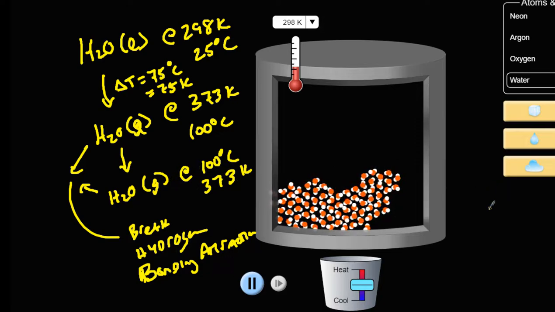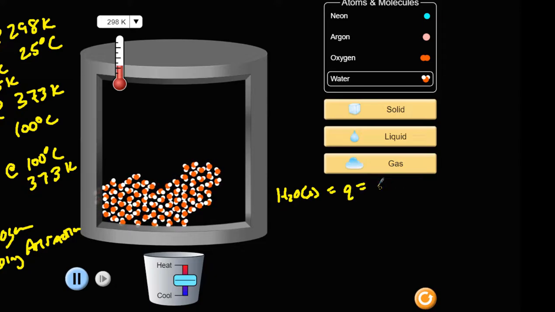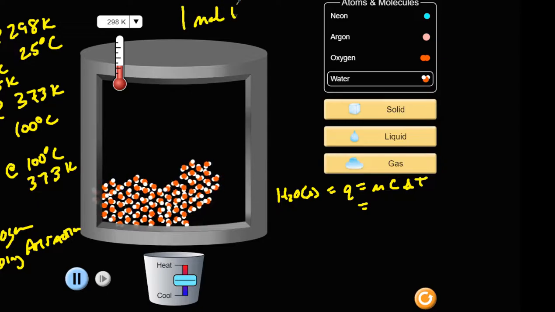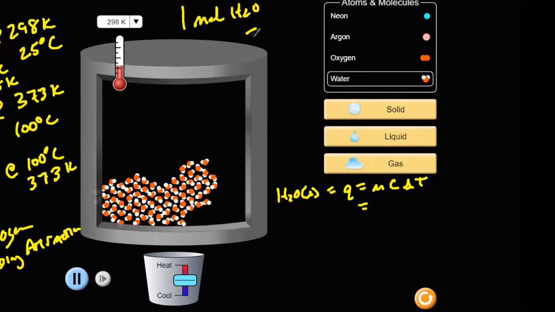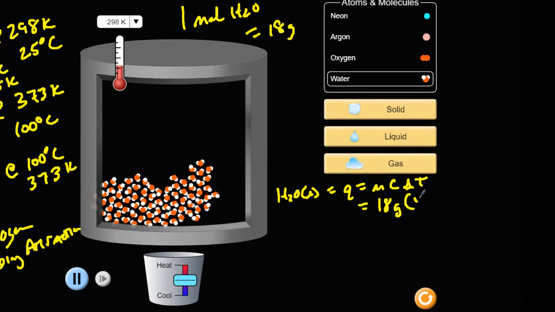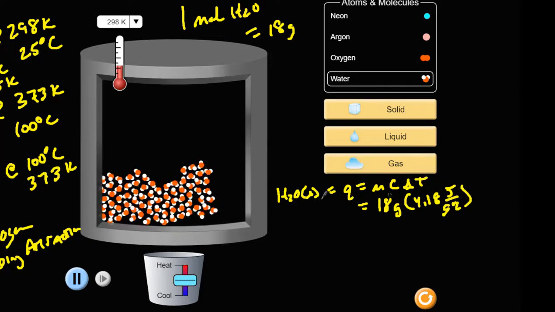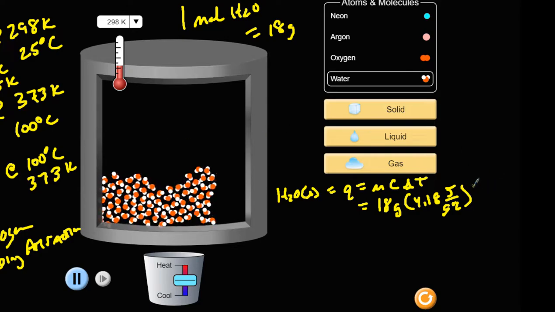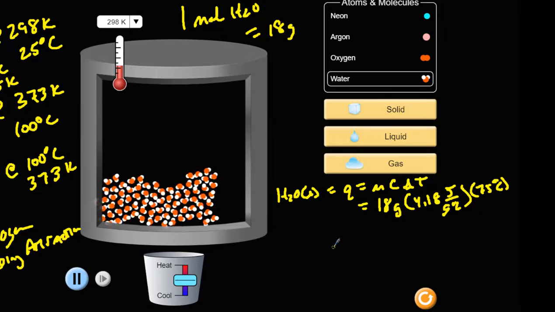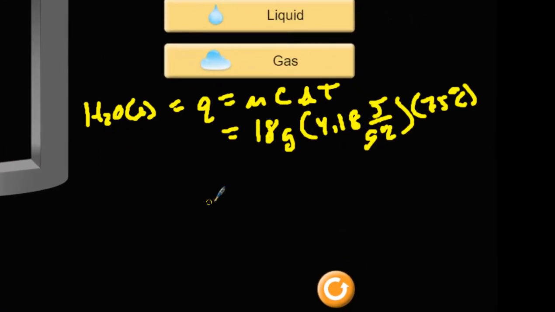When it's H2O liquid, we can use the formula Q equals mc change in T. Okay, let's say we have 1 mole of water, which would equal 18 grams of water. The specific heat of water is 4.18 joules per gram degrees Celsius. And the change in temperature is going to be 75 degrees Celsius. Okay, and so you can see what's happening here is the water needs to absorb heat.